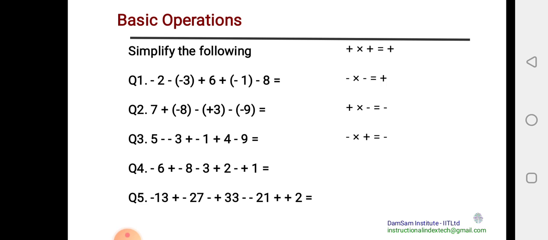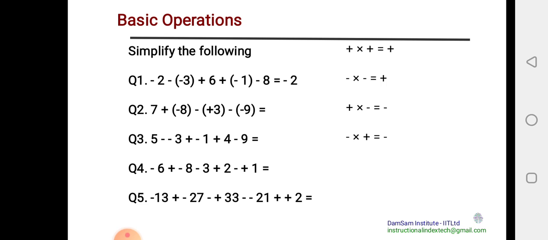We are seeing two signs coming together now, which are different signs. It will result in negative, meaning we're going to have 7 minus 1, which is +6, and we have -8. So -8 operating with +6 will give us -2.